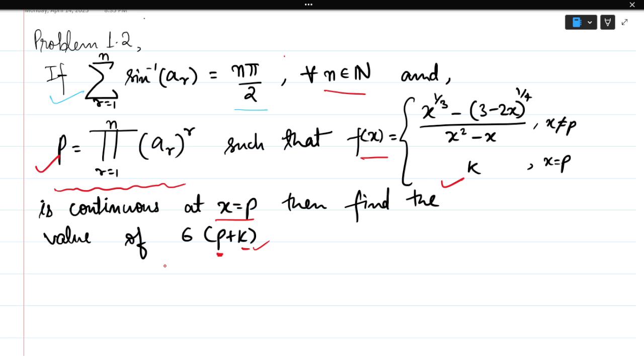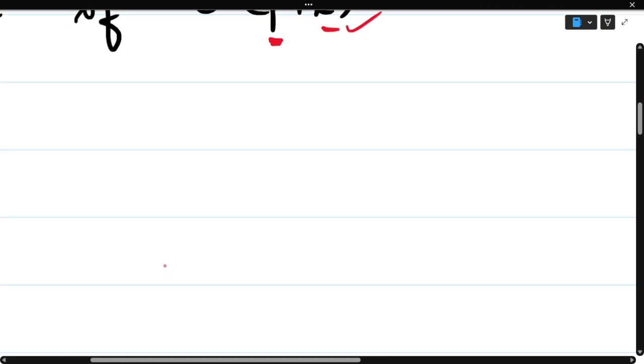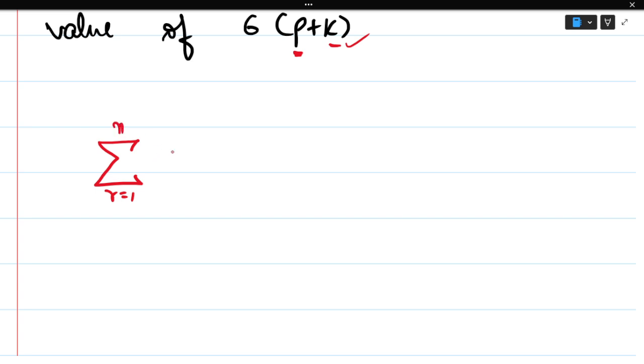So let's see how to do this problem. So are you ready? Let's go. If we observe the first thing which is given, the first thing is given as what? It has been given that summation r equal to 1 to n sine inverse a_r is n pi by 2. Now one can notice that it is neither AP nor GP, it is some kind of special sum. So there's no proper method to solve this. But there's a condition given that here the n value is coming from natural numbers.